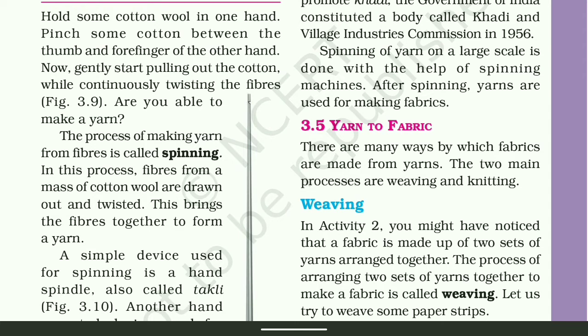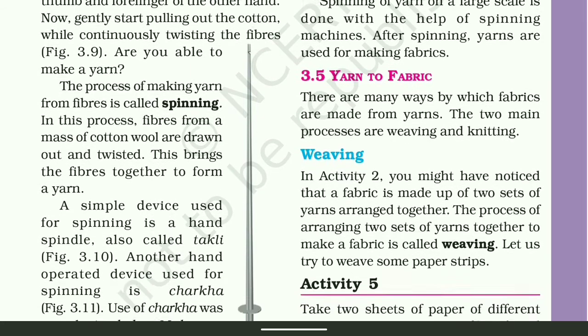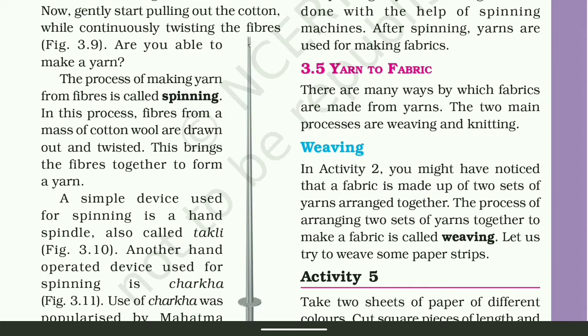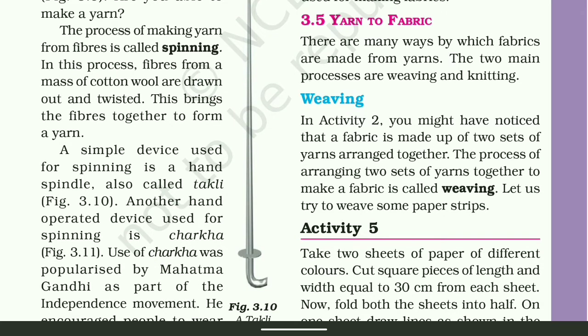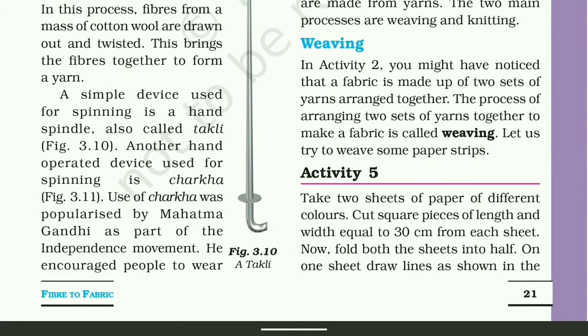Figure 3.9. Are you able to make a yarn? The process of making yarn from fiber is called spinning. In this process, fibers from a mass of cotton wool are drawn out and twisted. This brings the fibers together to form a yarn. A simple device used for spinning is a hand spindle, also called takli.